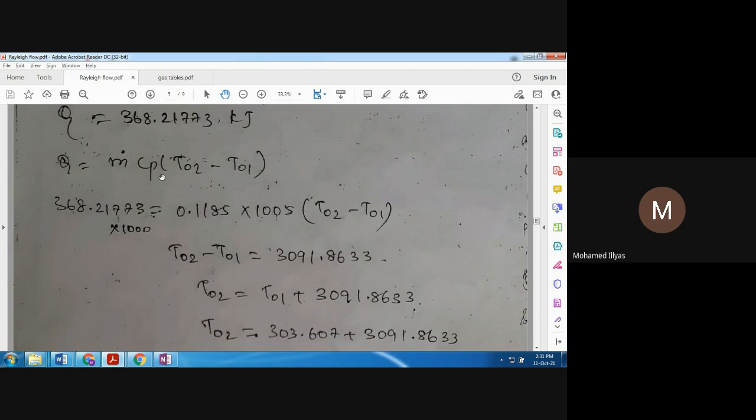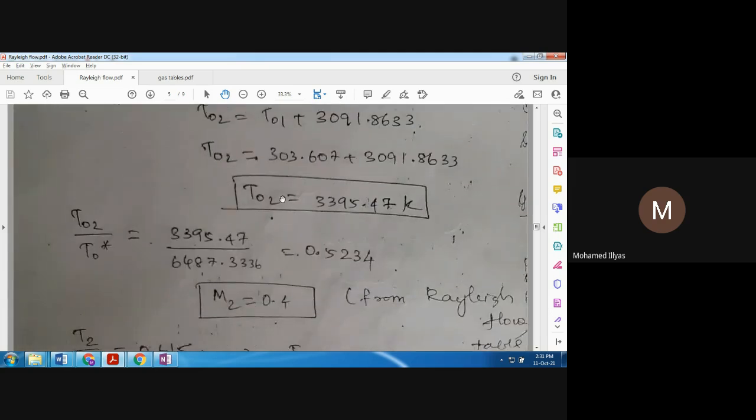Since we substitute Cp in joules per kg Kelvin, Q here should be in joules, so we have to multiply by 10 power 3. If this is in kilojoules, then we can put Cp as 1.005. So we have to be careful and tally the units. If this is in joules, then Cp should be in joules per kg Kelvin. So we get our T02 as 3395.47.